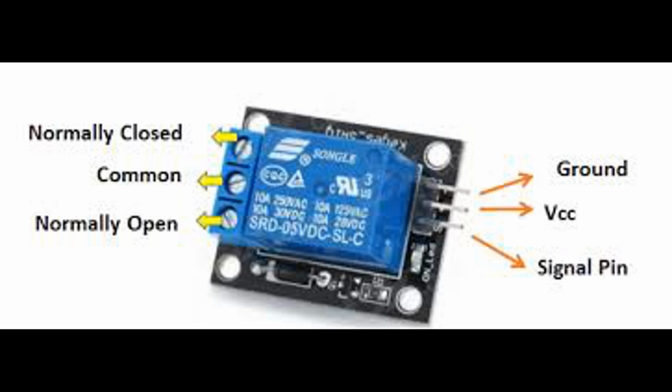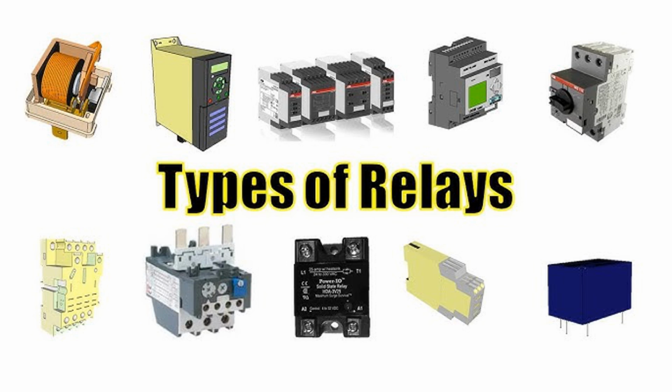Structure and components. Coil: most latching relays have two coils, referred to as set and reset coils.